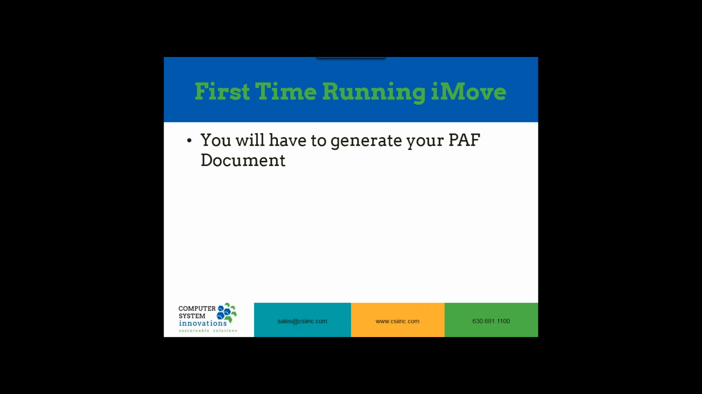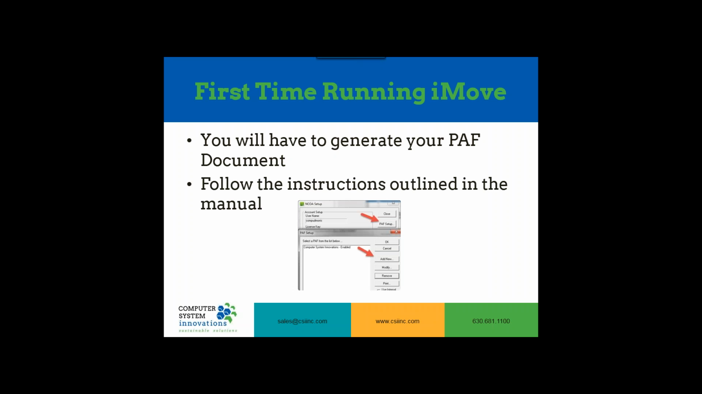If this is the first time you're running iMove, there's a couple interesting setups. You've got to generate your PAF document, and we give you instructions on how to do that. They're in the manual. And then you sort of just go through the PAF setup and then add a new one. This is the SmartSoft licensing system, and that's where they're going and identifying who you are, how many credits you have. It's all those credits that I showed you, and those are going to create some files on your machine that you won't need to worry about for at least a year.